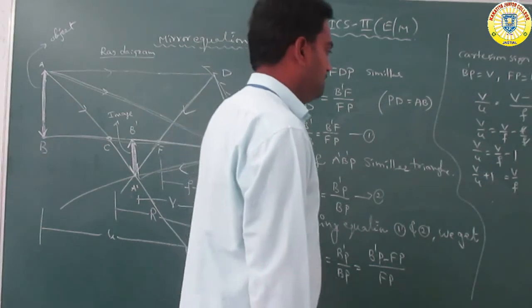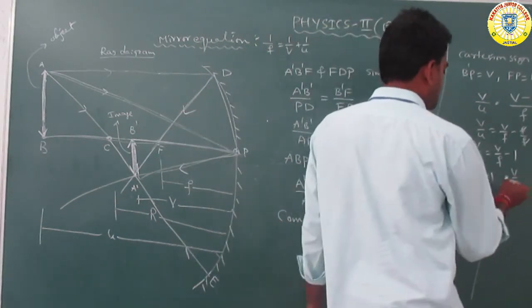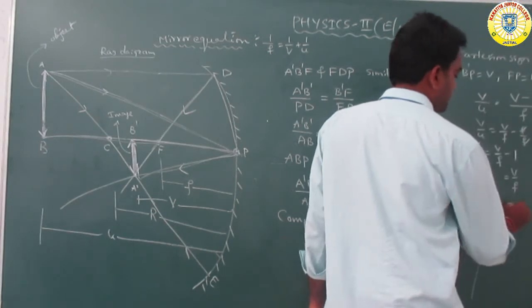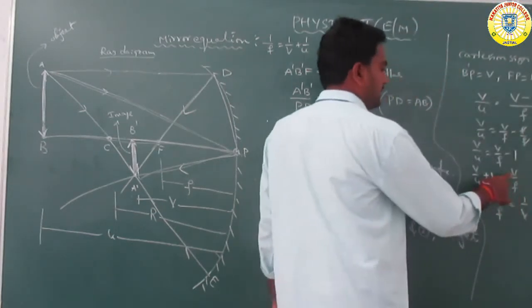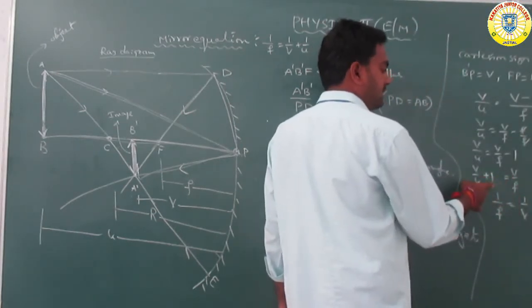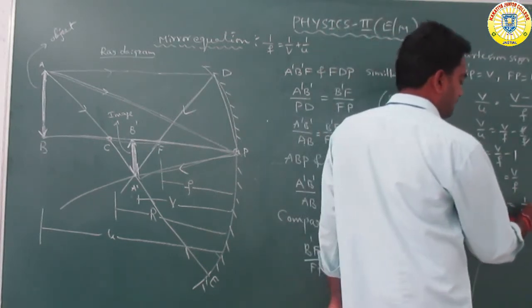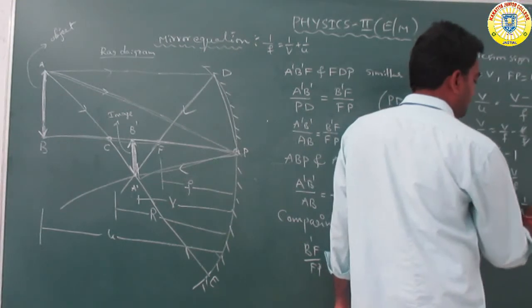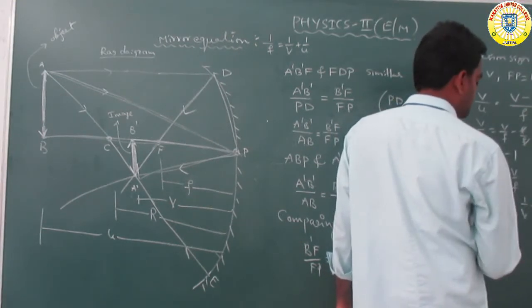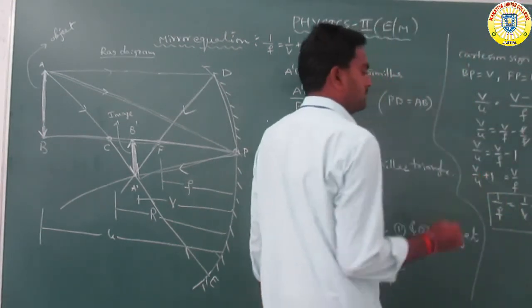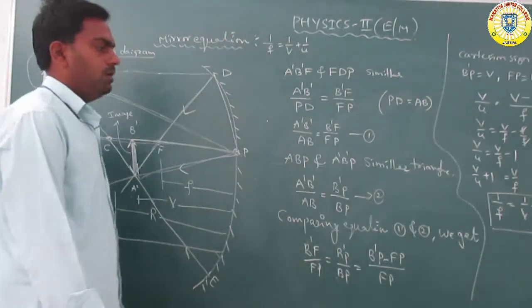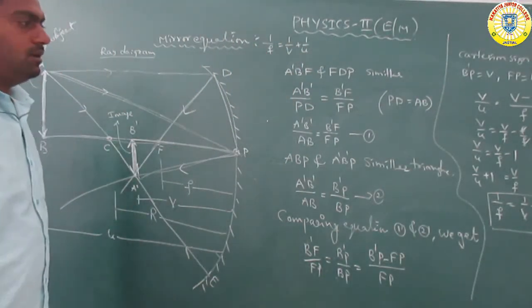V by U plus 1. So 1 by F is equal to 1 by V, so V goes outside by dividing. Here also dividing, but cancel. So 1 by V plus 1 by U. So this is called the mirror equation: 1 by F is equal to 1 by V plus 1 by U.